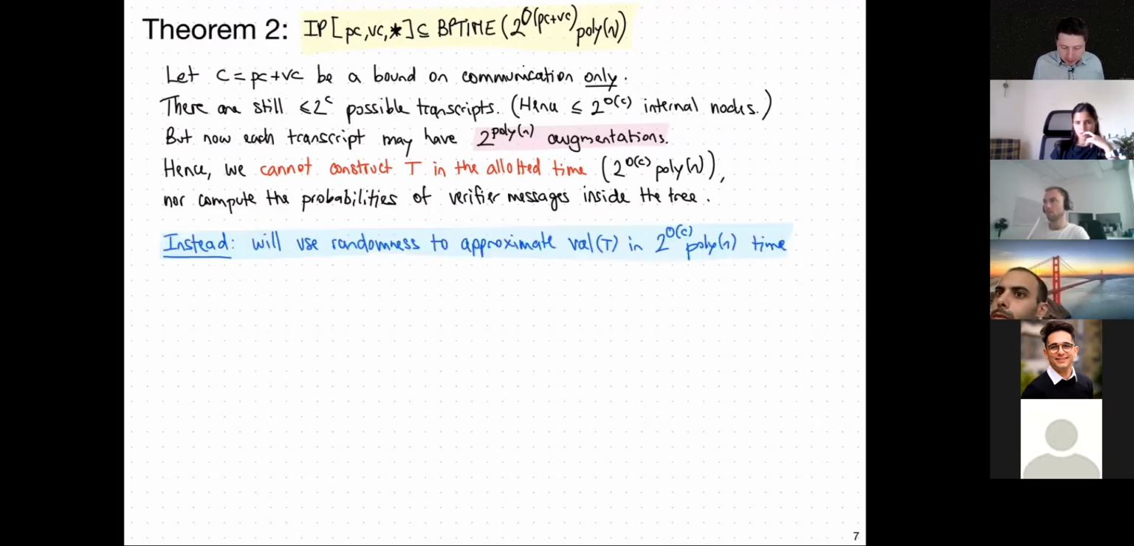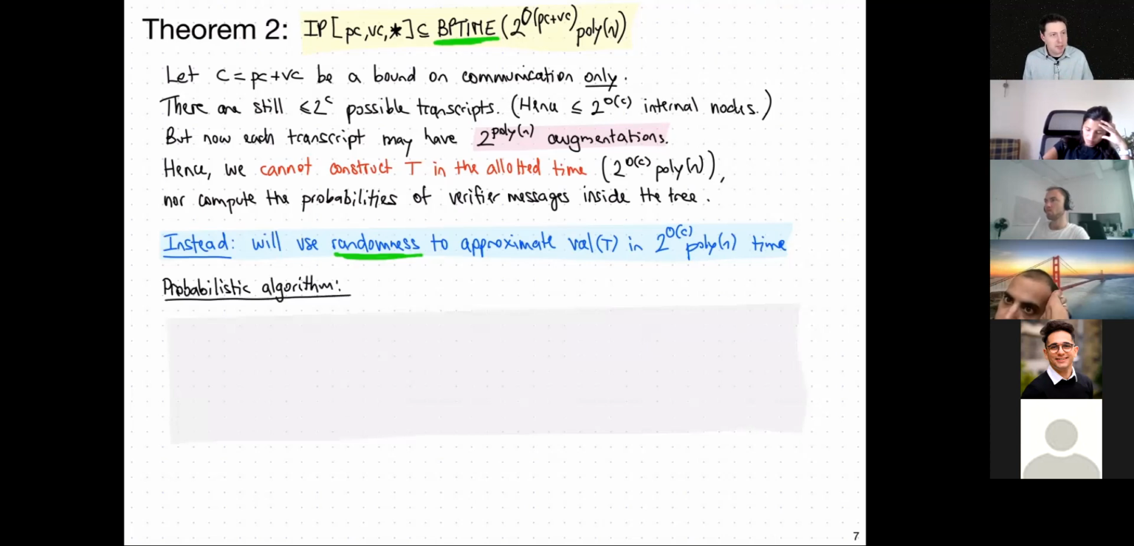So here is the first time that we're going to use the freedom to approximate the value of the tree rather than compute it exactly. We'll use it by taking advantage of the fact that now we're giving ourselves some slack. Rather than using a deterministic algorithm, we'll use a probabilistic algorithm. So we'll use randomness to approximate the value of the tree and be correct with this approximation with some probability, okay?